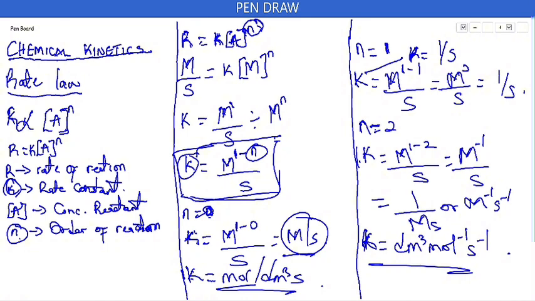Now, what about how concentration affects the rate of chemical reaction? We should not forget that the rate of chemical reaction is directly proportional to concentration. So if we increase concentration, the rate of chemical reaction is increased. Now let's check out some questions under this one by one.